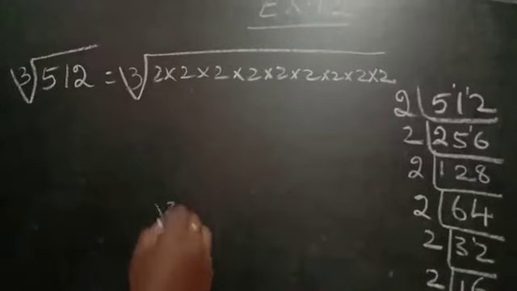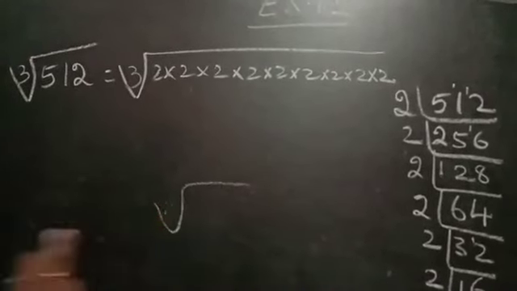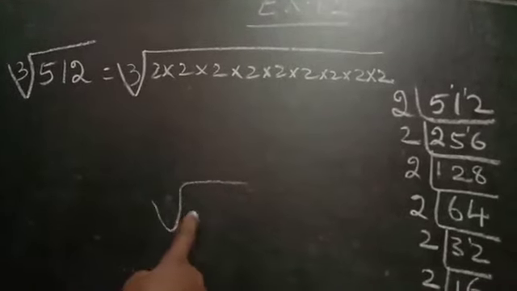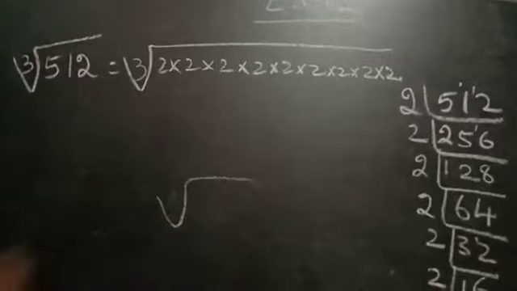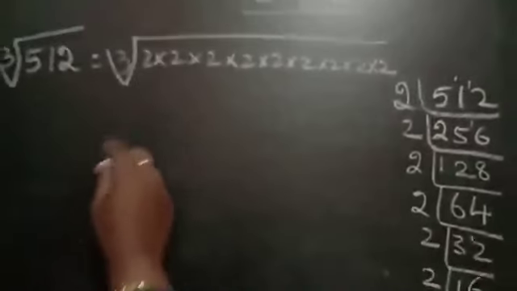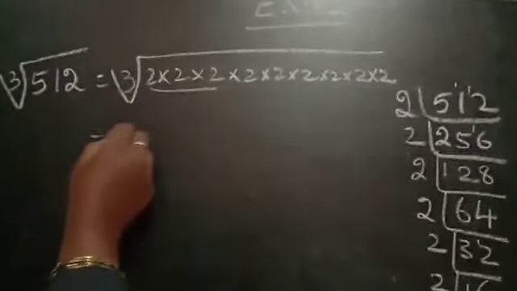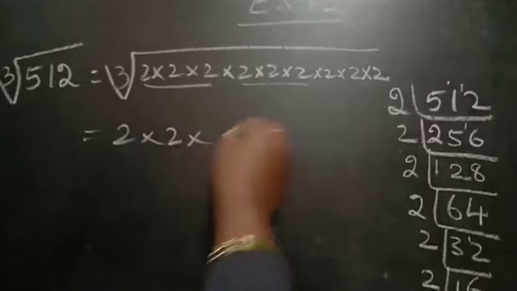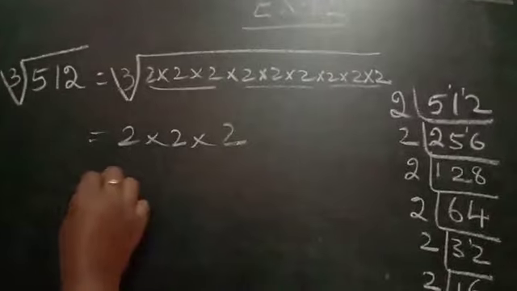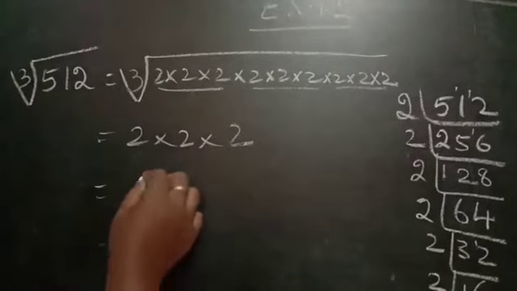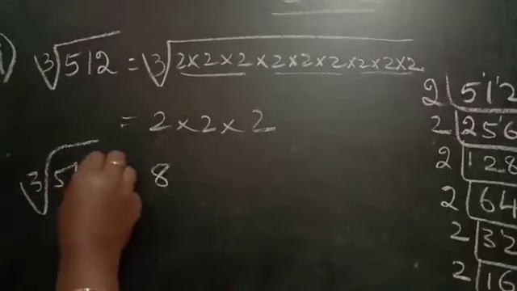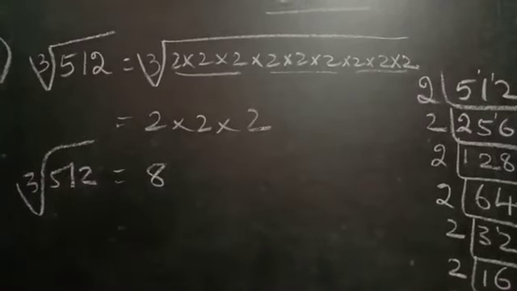Suppose a square root is there, it means 2 times the same number should appear, but here it is a cube root. So here 3 twos means 1 time can be written, this is also 3 times, 1 time, this is also 3 times, so 1 time. So 2 2s are 4, 4 2s are 8. So the cube root of 512 is 8 is the answer.